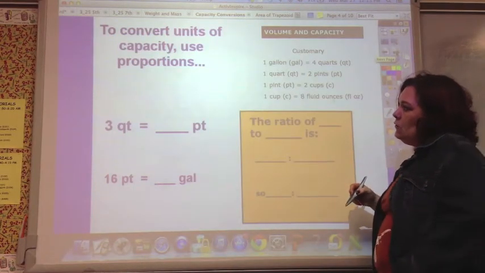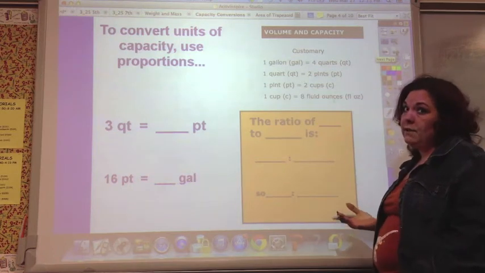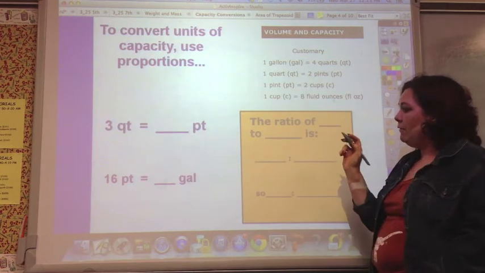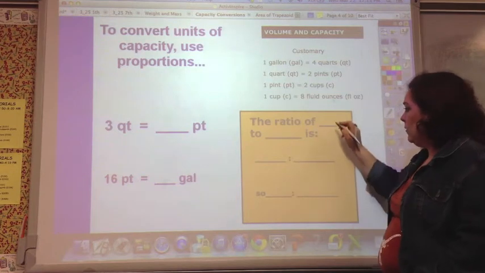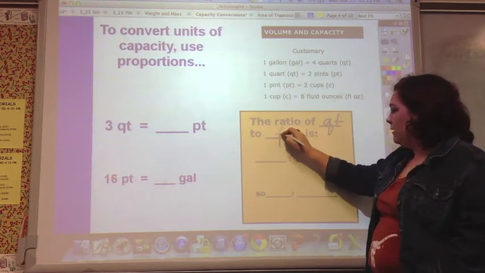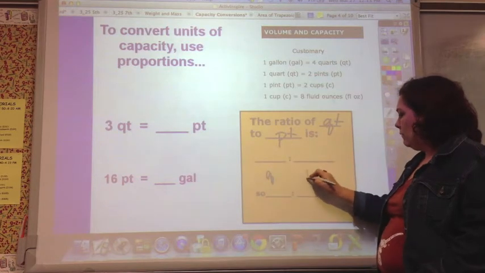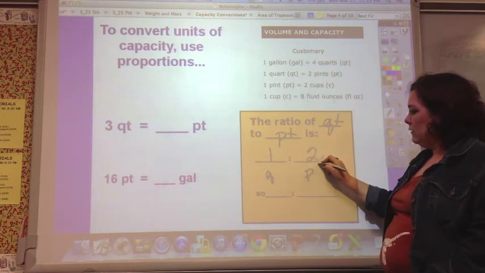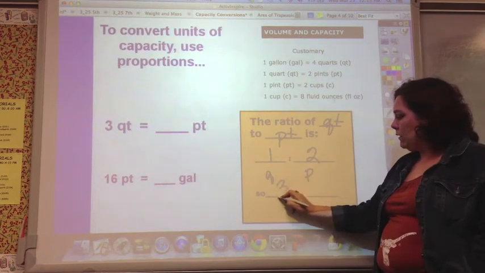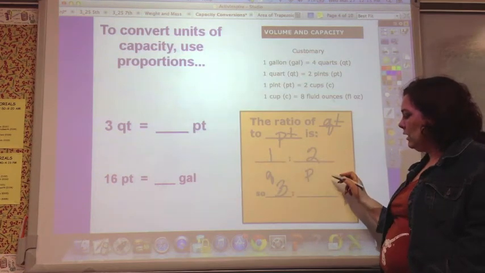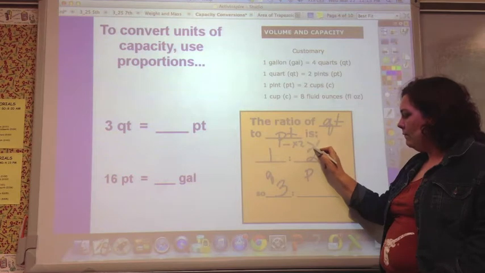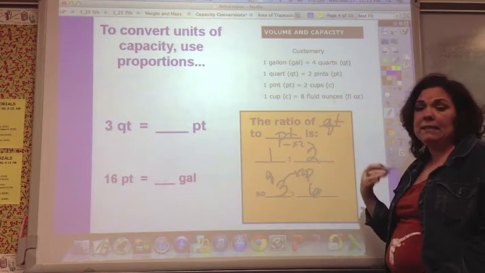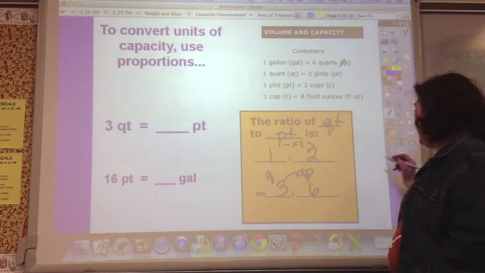So you can use proportions. I like using the gallon house, but I will show you how to use proportions. So if you have 3 quarts equals blank pints. So I'm comparing quarts to pints. And if I go to my chart, 1 quart is 2 pints. And I know 3 quarts. Okay, so how do I get from 1 to 2? It's times 2, right? And so 3 times 2 is 6. So it's setting it up the same way, using your chart, putting in what you know.